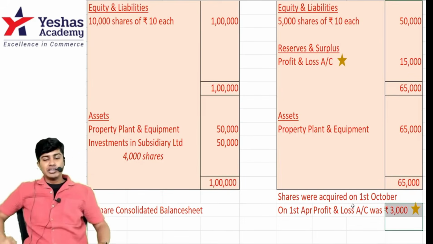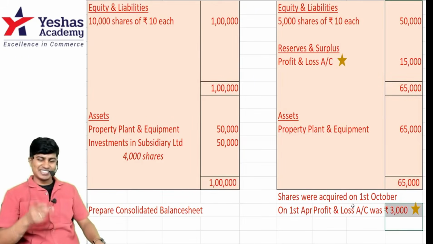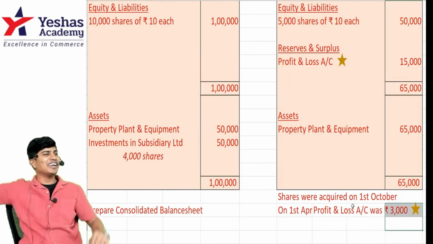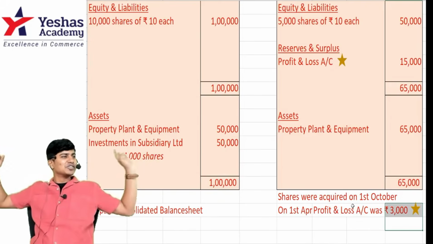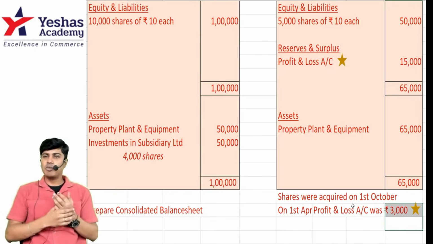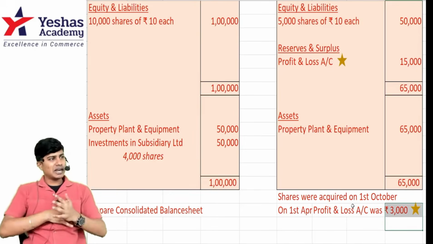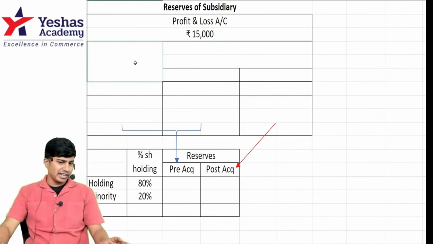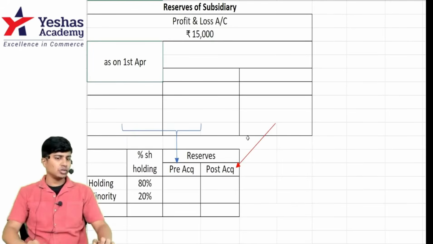Second kind of mistake. They will say, I know, 1st October, 6 months pre, 6 months post, 15,000 into 6 by 12, 7,500 pre, 15,000 into 6 by 12, 7,500 post. Both are wrong. You understood how much pre? How much pre? 9. How much post? Sure? We'll do it in detail. I can explain in detail, but before that, I want you to first know the answer.